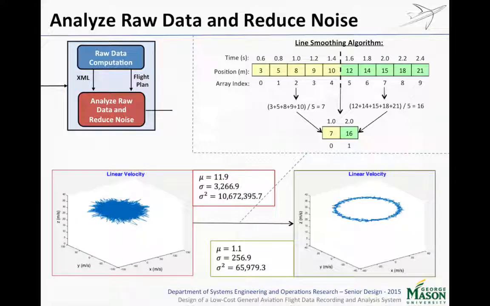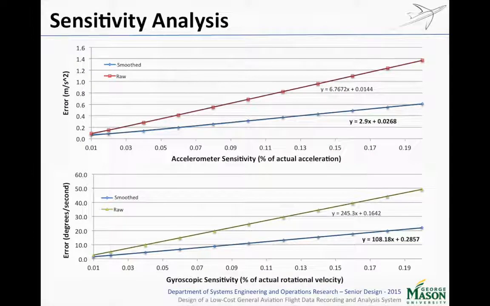The most dramatic of these effects is seen in velocity, which is shown here on the slide. If you look in the lower left-hand corner, that graph is an absolute mess with a mean error of 12 meters per second and a gigantic standard deviation. Using the line smoothing algorithm, we're able to get this down to about 1 meter per second and have a much lower standard deviation.